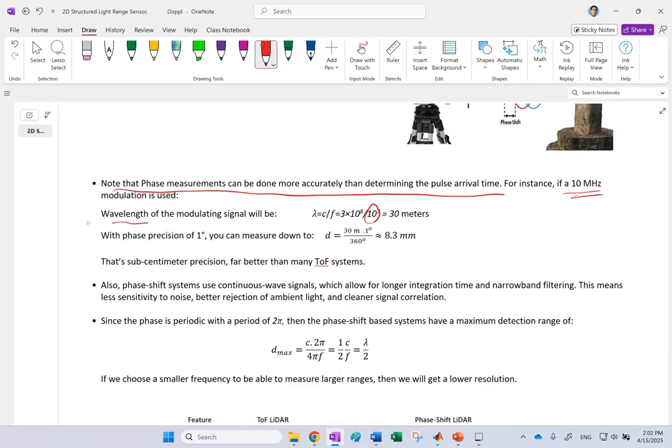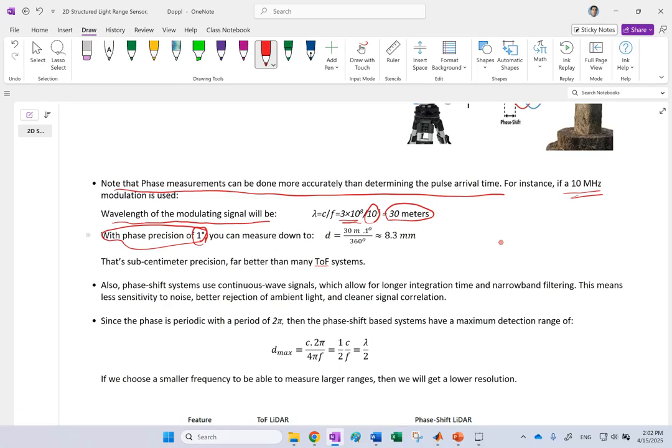The wavelength of the modulated signal is going to be c over f, where c is 3 times 10 to the 8, divided by that, which is 30 meters. So the wavelength of this signal that I'm sending out is 30 meters. Good? Now, if I want to have a phase precision of only 1 degree, if my system that measures the phase difference, phi, can only do it up to 1 degree, no less. So it cannot do sub-degree, but it has an accuracy of up to 1 degree.